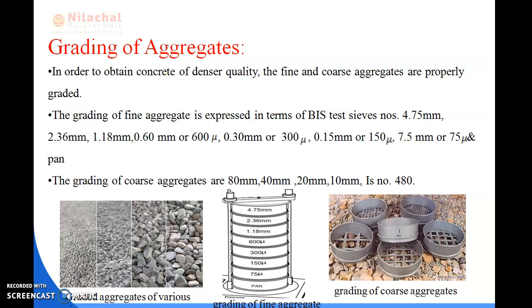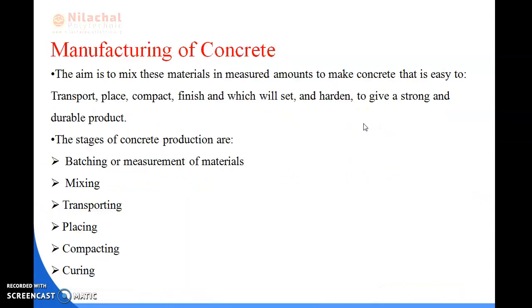Next we discussed the grading of the aggregates, how we grade the fine aggregates and the coarse aggregates. The grade of the fine aggregates depends on the test sieve number, as I have shown you in the diagram: pan, 75 micron, 150 micron, 300 micron, 600 micron, 1.18 millimeter, 2.36 millimeter, 4.75 millimeter. These are the grades of the fine aggregates. Next is the grade of the coarse aggregates: 80 millimeter, 40 millimeter, 20 millimeter, 10 millimeter and IS number 480. So these are the gradings of the aggregates we have discussed.